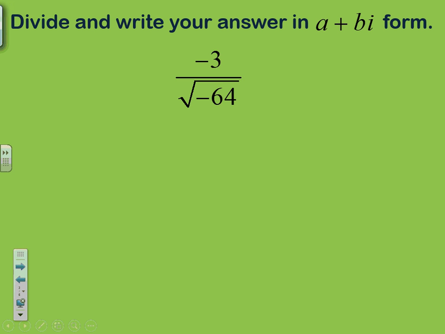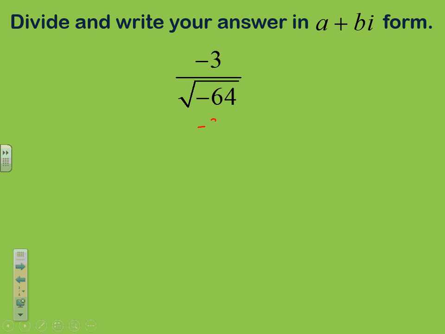So let's take a look at this first example. Negative 3 divided by the square root of negative 64. Now this example is relatively simple in the fact that they're giving us a perfect square number, 64, with which to work. It's not always going to be a perfect square number, but because it is, it'll make it slightly easier when working this particular one out.